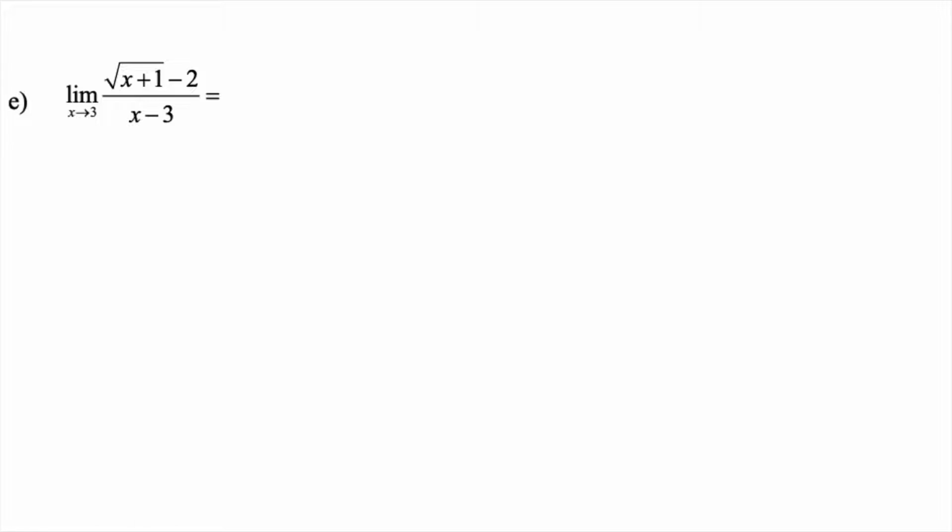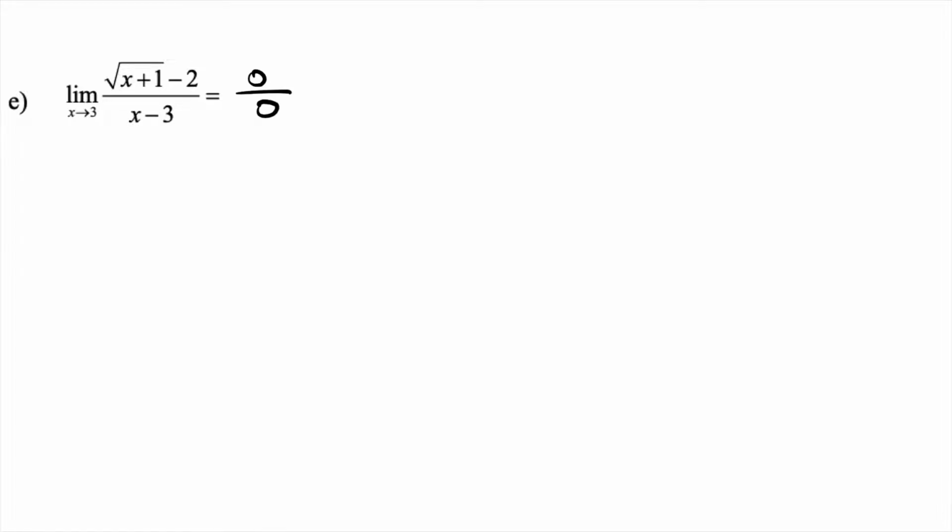Yes. We get 0 over 0, right? That means we still have some meat left on the bone. We still have work to do. We can't just go on to the next one and say undefined or DNE or something like that. We get 0 over 0.